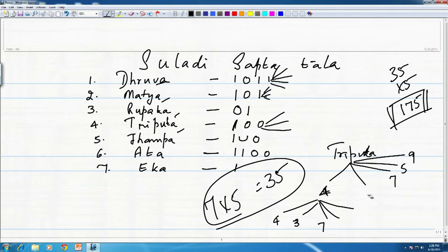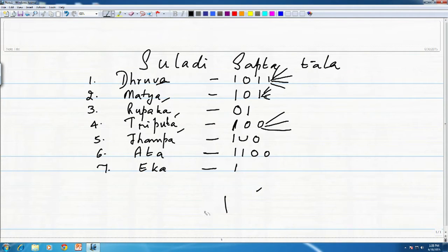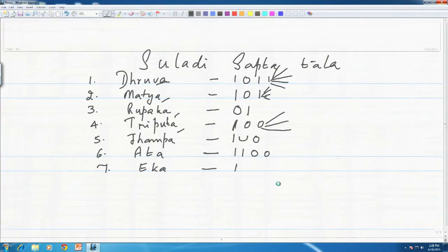Now, what is the musical significance of it? It's not just mathematics. What is the difference whether it is Tishra Nade or Chatushra Nade? The gait of the song will be like that.